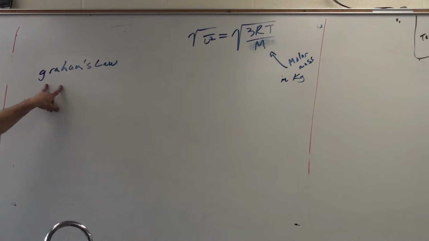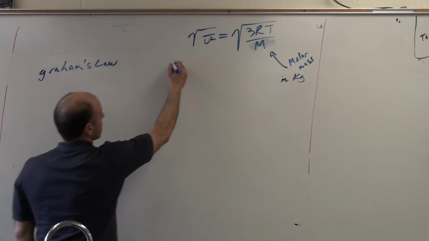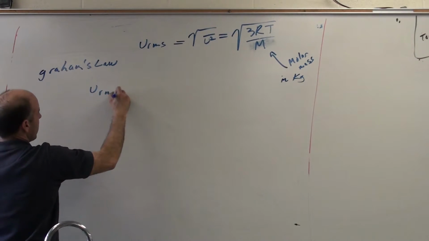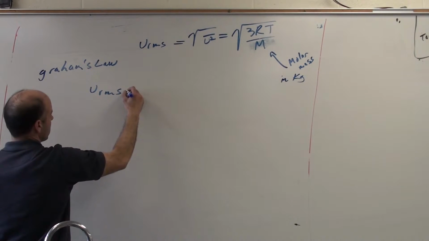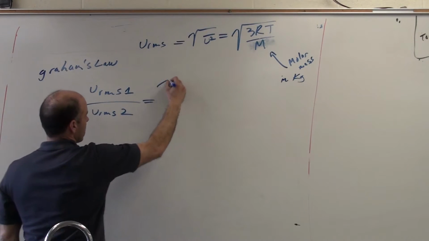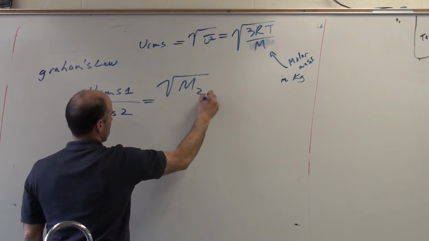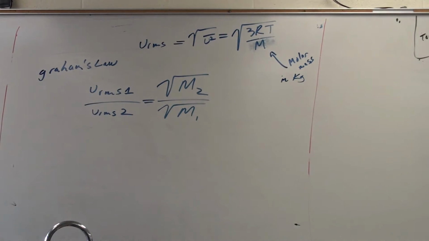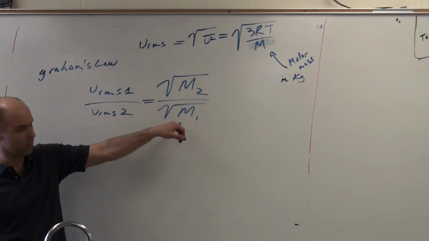So Graham's law is when we say the root mean squared for gas 1, because that's the root mean squared. So the root mean squared of gas 1 over the root mean squared of gas 2 is equal to the square root of the molar mass of gas 2 over the molar mass of gas 1.